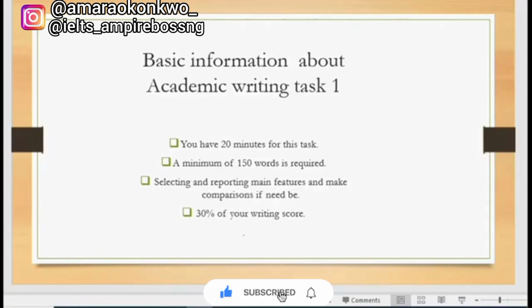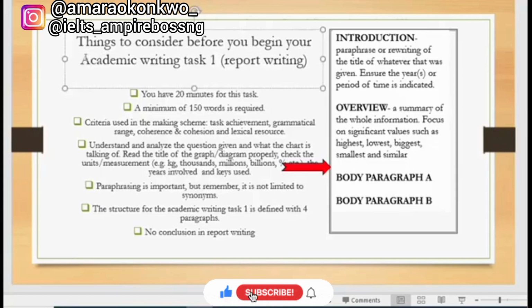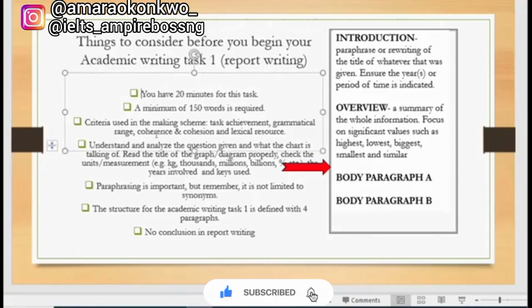Let's move on. Now, things to consider before you begin your academic writing task 1. I call it the report writing, so that's what I'm calling it from now on. Remember, you have 20 minutes. I said that in previous slides. You have 20 minutes to write this task. So you see that it's shorter than the 40 minutes dedicated to your task 2, and then a minimum of 150 words.